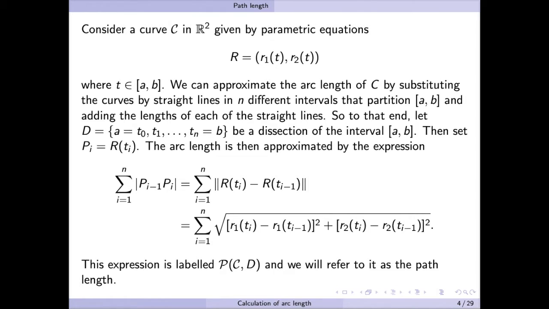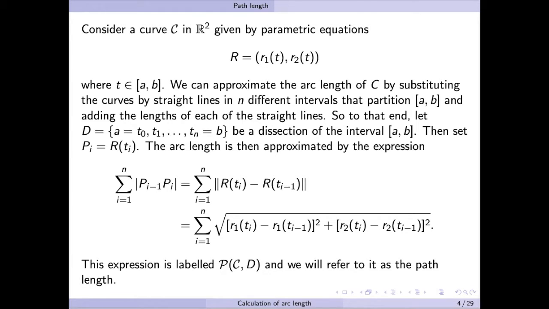So consider the curve calligraphic C in R2, the Euclidean plane, which is given by the parametric equations r1(t) and r2(t). So t is the parameter here and it takes values in the interval AB. As we discussed, we can approximate the arc length of C by substituting the curves by straight lines in n different intervals that partition AB, and then adding the lengths of each of these straight lines. Now obviously the n different intervals do not need to be of equal size, and this is where dissections come in, because dissections allow us to partition an interval into unequal subintervals.